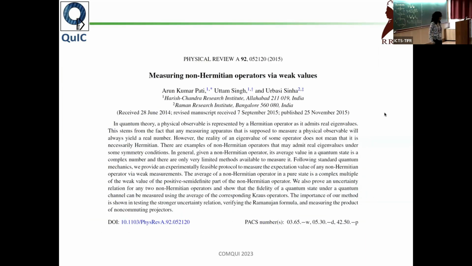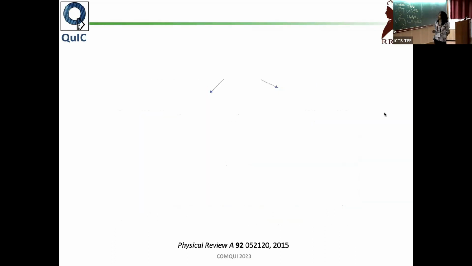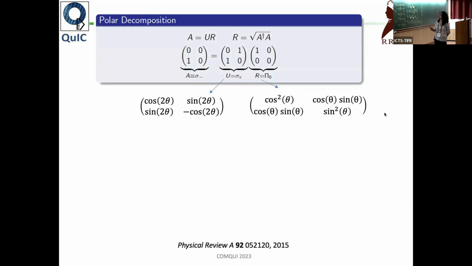And in fact, that is a question we have answered earlier: how you can measure non-Hermitian operators in the lab using weak values. Okay, again, related to this concept of weak value. I will basically just tell you this: if you have this sort of non-Hermitian operator, you can do polar decomposition and write it as a product of a unitary and a Hermitian. Okay, and for an optical scenario, it can actually be something like the sigma x and the pi 0.